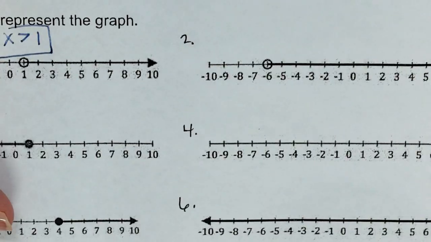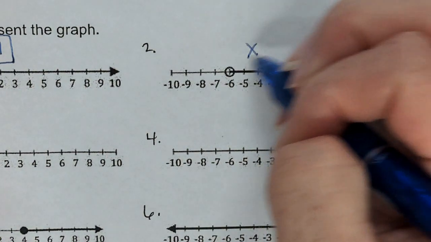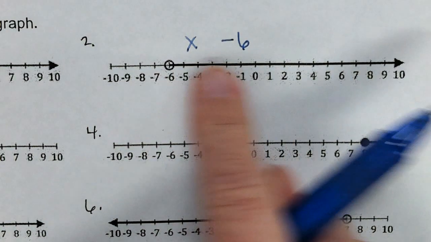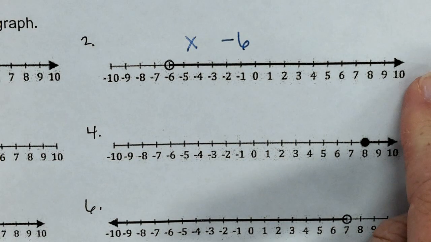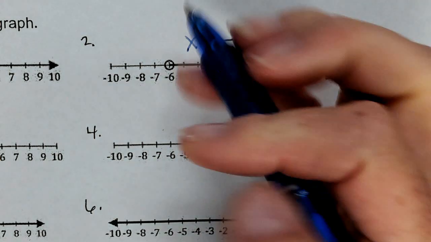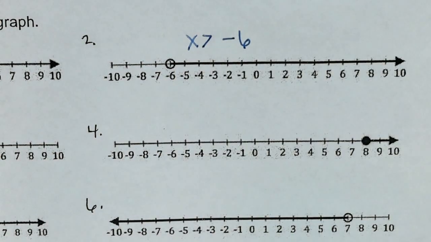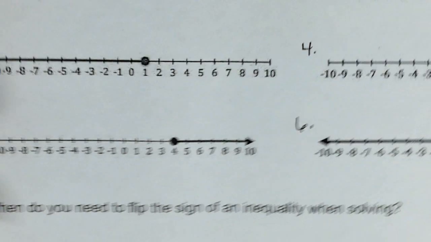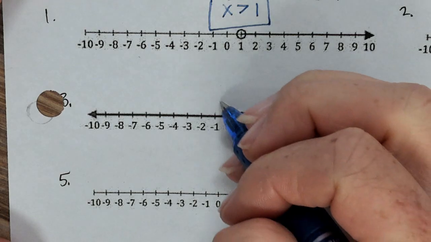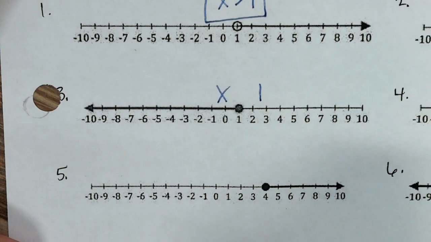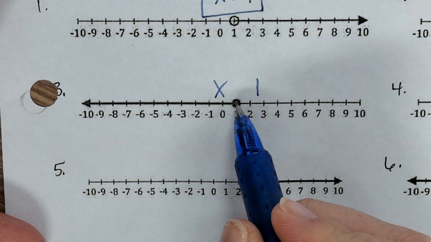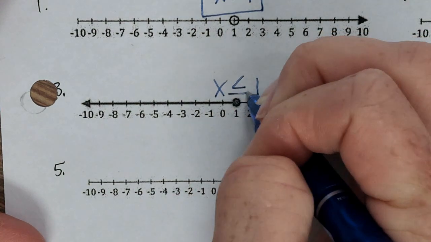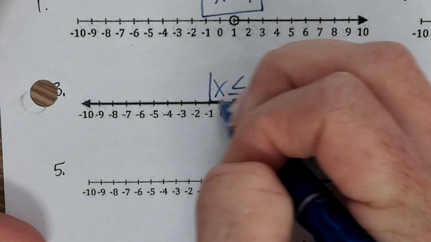Number 2. X is something to -6. Well, which way is it shaded, or arrowed? To the right. So I point my arrow to the right, which is greater than. Is it or equal to? No. Okay, go to number 3. X is something to 1. Which way is it arrowed? So that is less than or equal to, because the dot is shaded in.